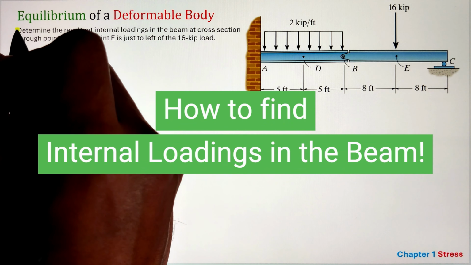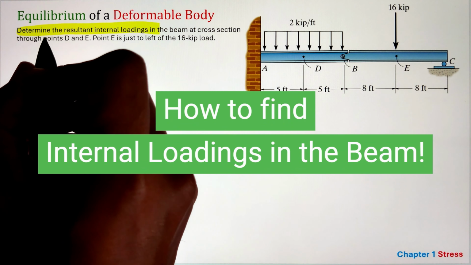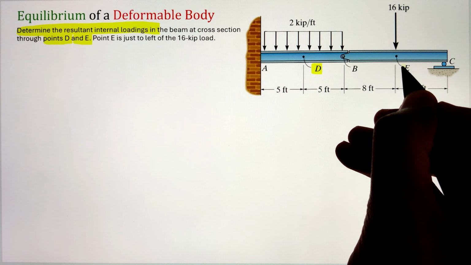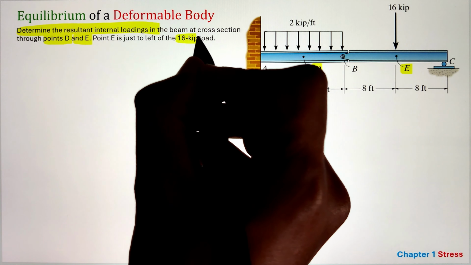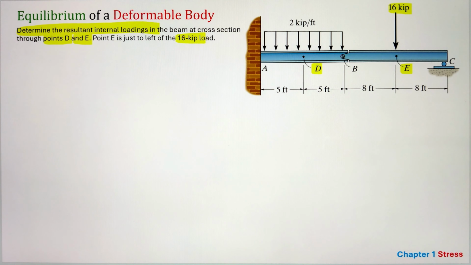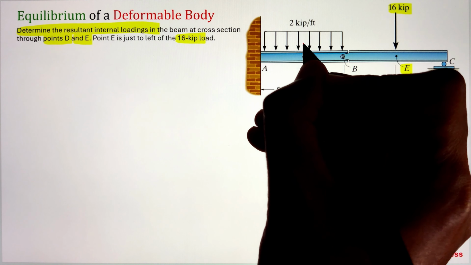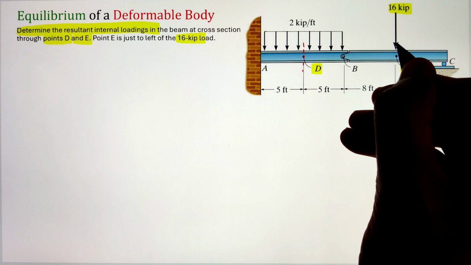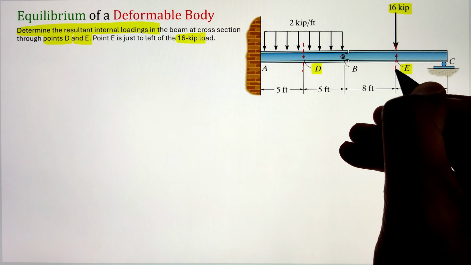In order to determine the resultant internal loadings in the beam at the cross section through point D and point E, we can utilize our method of sections by making a cut at points D and E and exposing the internal loads, that is our normal force, the shear force, and the bending moment.